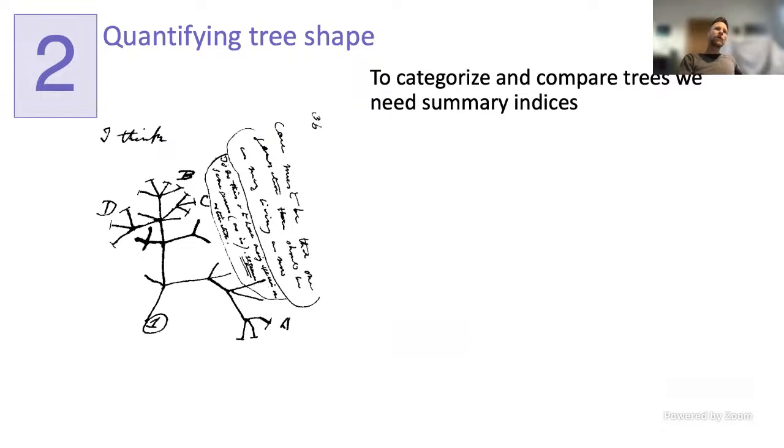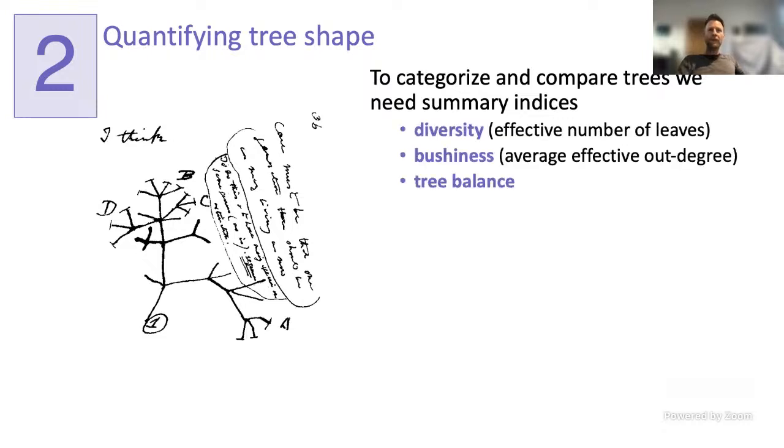So what we want to do then is quantify tree shape. This will allow us to categorize and compare trees in some meaningful way. And for these to be good indices, what do we need them to have? Well, there are different kinds of indices that have been developed in the literature. They generally fall into three categories.